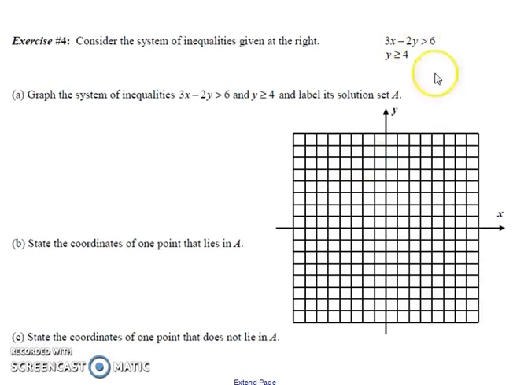Alright, I need to graph these right here. So why don't you take a chance? I'm going to press pause and you graph those two.